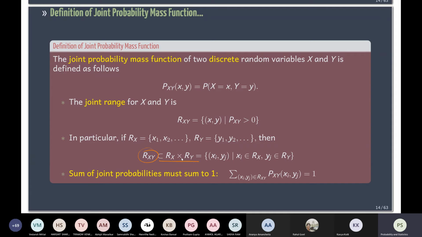Okay. So that's a subset of the Cartesian product of the ranges. Also, we know that the joint probabilities must sum to 1. So if you sum up these joint probabilities, they should sum up to 1. Again, you can think of these as the PMF of a joint distribution.